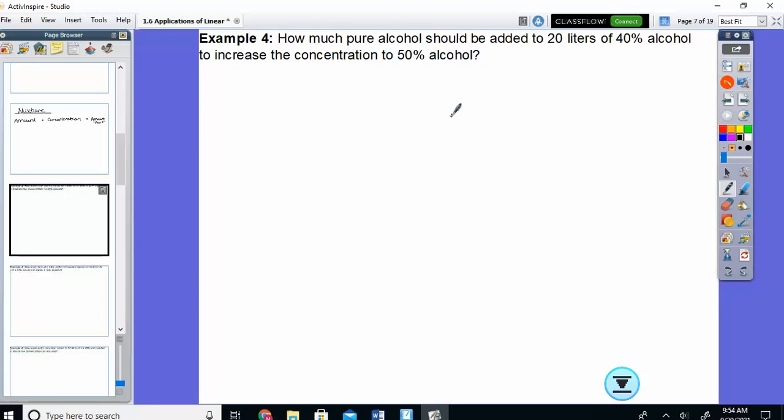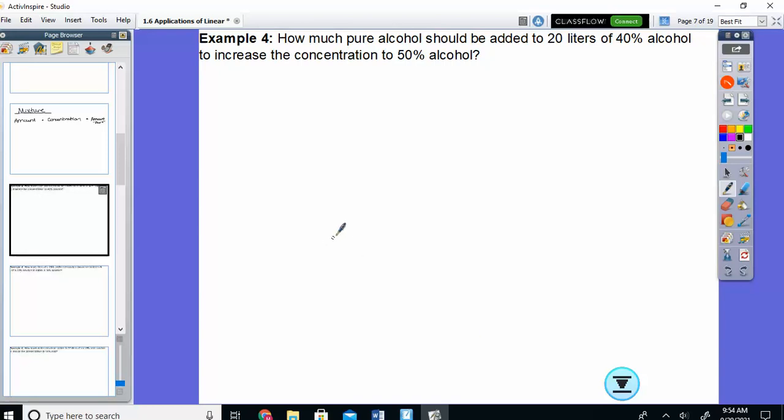It says, how much pure alcohol should be added to 20 liters of a 40% alcohol solution to increase the concentration to 50%? Okay, so I'm taking a pure and I'm mixing with the 40% to get a 50%. Think about all your chemistry experiments, okay? Sometimes you may have to mix different solutions together.